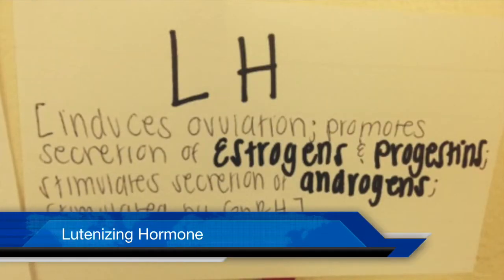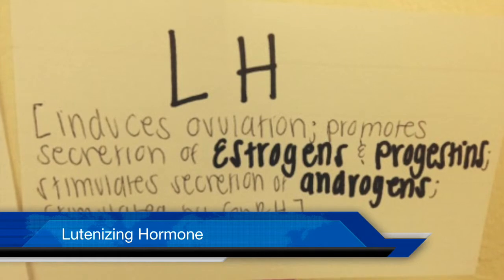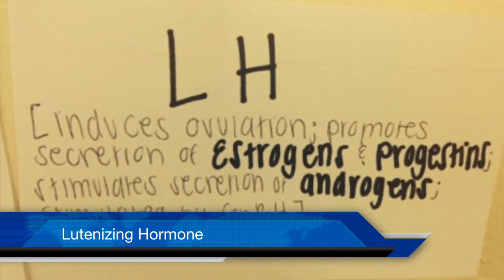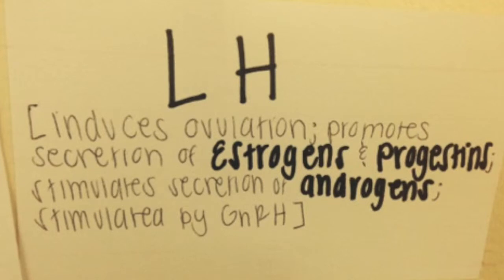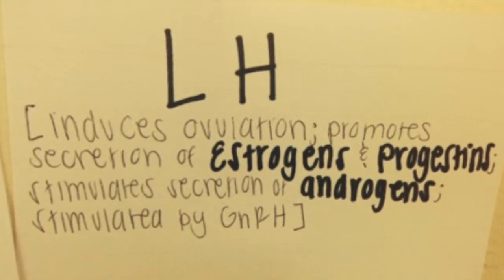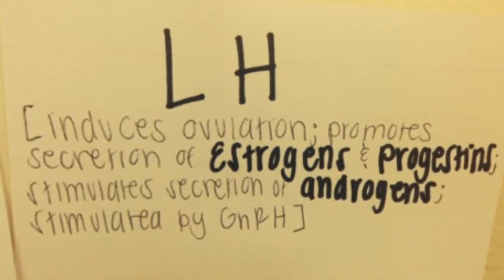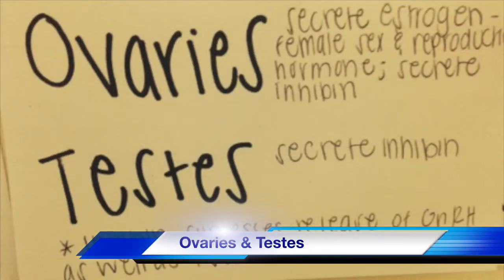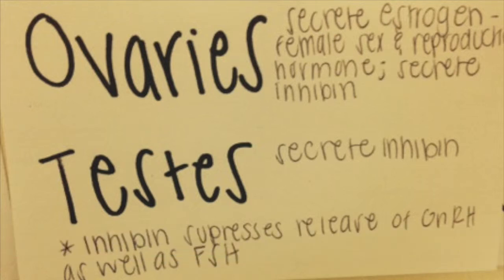Next, we have luteinizing hormone, which induces ovulation, promotes secretion of estrogens and progestins, and also stimulates secretion of androgens, stimulated by gonadotropin-releasing hormone. Luteinizing hormone also targets the ovaries and the testes. In the ovaries, it causes it to secrete estrogen, which is a female sex and reproductive hormone, and also to secrete inhibin. The testes also secrete inhibin, which suppresses the release of gonadotropin-releasing hormone as well as follicle-stimulating hormone.